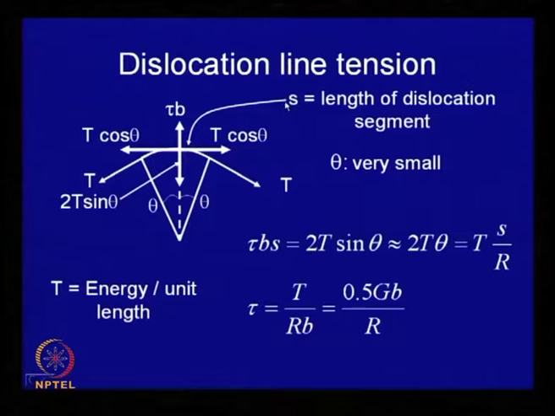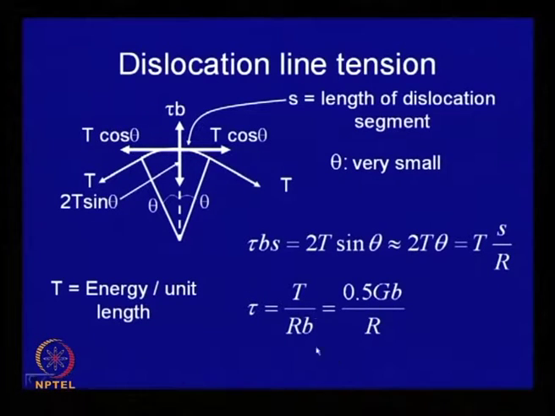And now, let us look at it here. The length of this segment is S. So, now what you see here is the force acting on this dislocation segment is tau b, the force per unit length, times the dislocation segment length. This is the total force acting on the dislocation, and this is the restoring force. Equate the two, and remembering that theta is very small, this can be represented as S over R. So, basically this S cancels out.